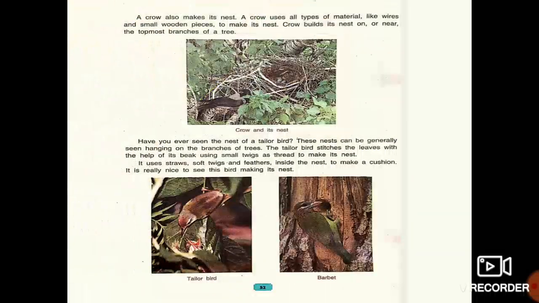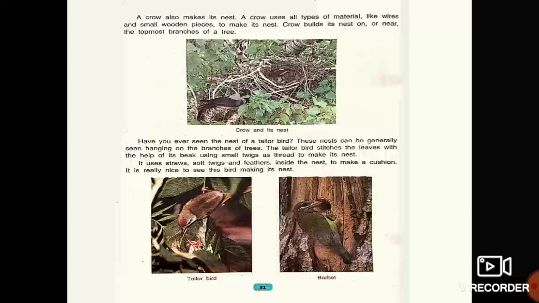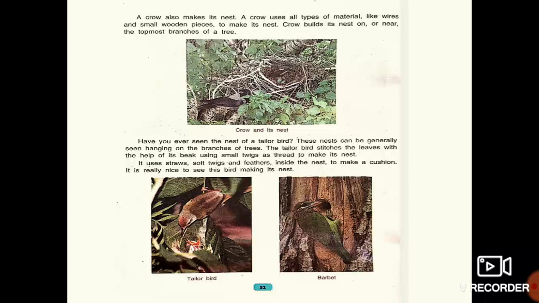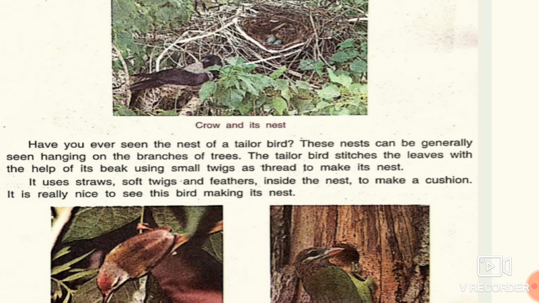Children, this is revision work. You have already studied this chapter, and we are doing revision of it as this chapter is coming in your next exam, that is the third periodic test, Birds and Their Nests. Now we will start this page. Open your book.